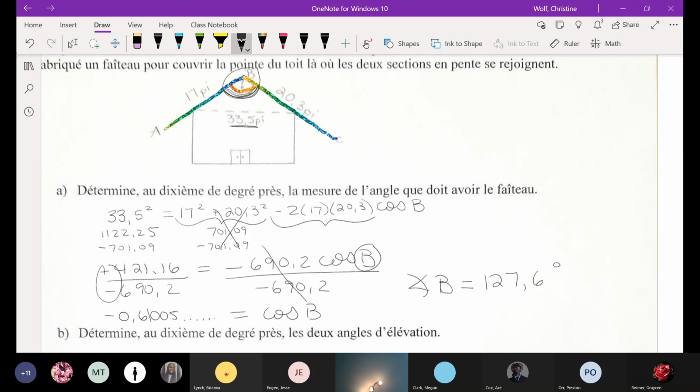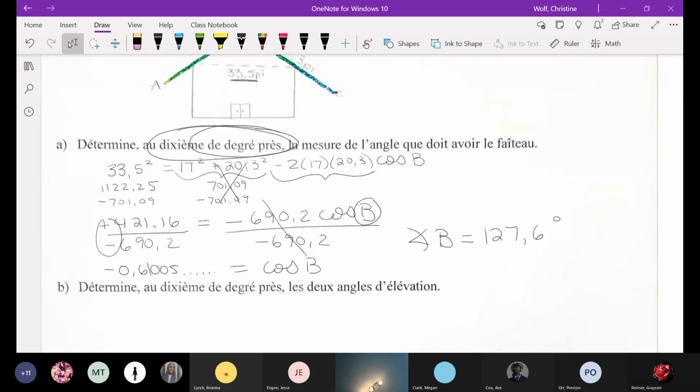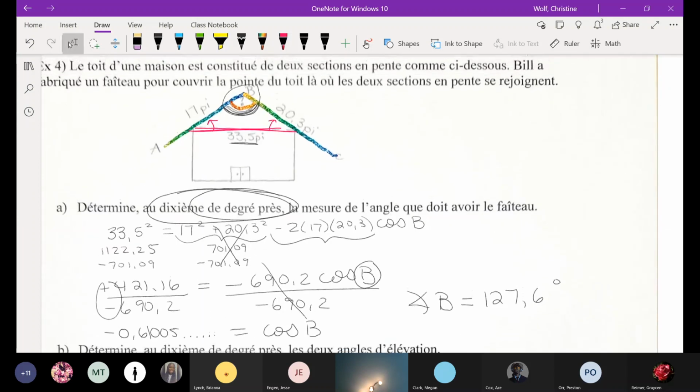OK, so j'ai trouvé que c'est 127.6 et ça dit au dixième de degré près. So it asked me to keep one decimal, OK? Now, ça demande détermine au dixième de degré près les deux angles d'élévation. So n'oublie pas, un angle d'élévation commence avec une ligne plate et on monte. Et on monte. Okay, so those are your angles of elevation. There's actually two. Okay, so for the first one, we're going to use the sine law.